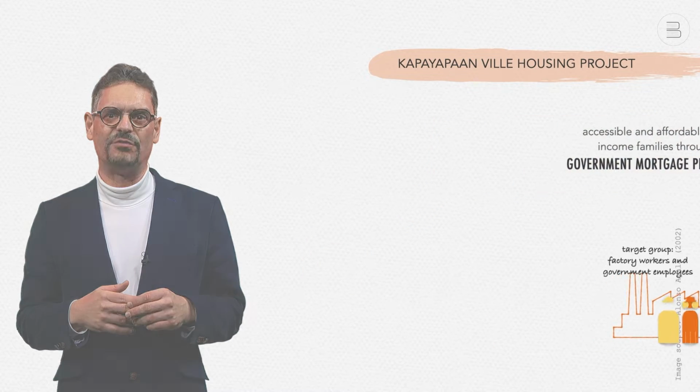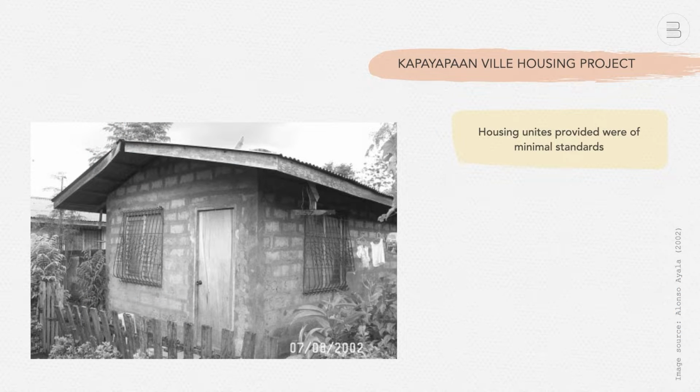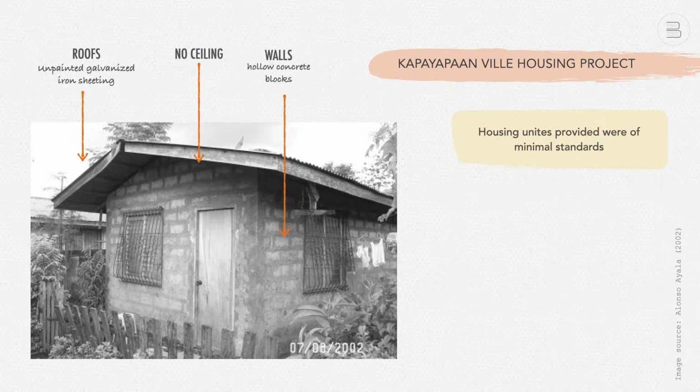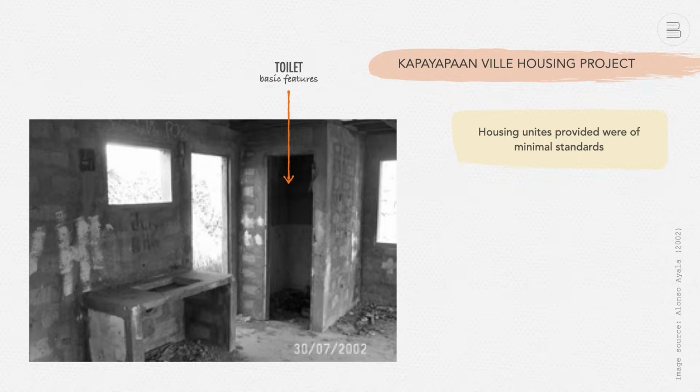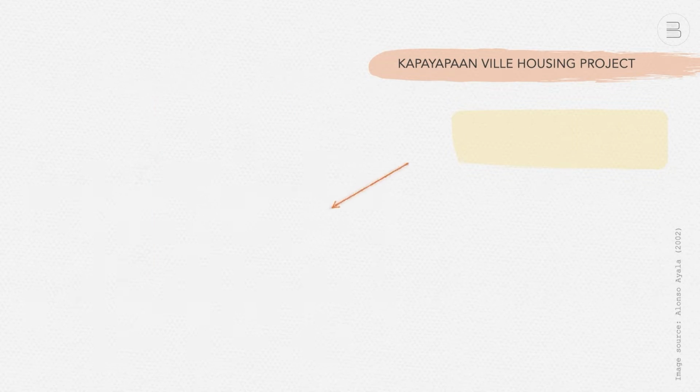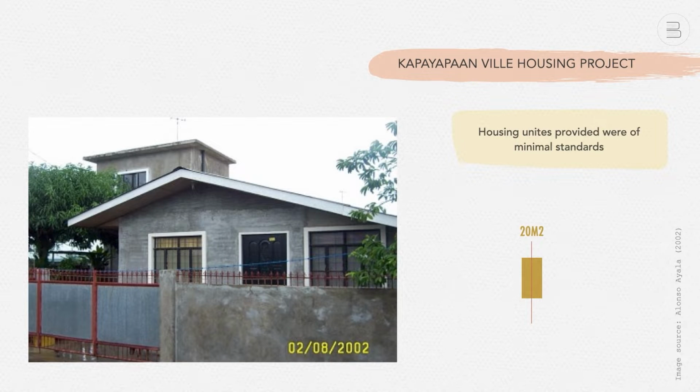The house unit provided was of minimal standards. As you can see in the picture, it included unpainted galvanized iron sheets for roofing, no ceiling, and concrete hollow blocks for walling. The toilet provided basic fixtures, and the kitchen had a galvanized tile sink in a concrete slab. The original size of houses varied from 20 to 36 square meters, placed in the middle of plots ranging from 80 to 100 square meters.